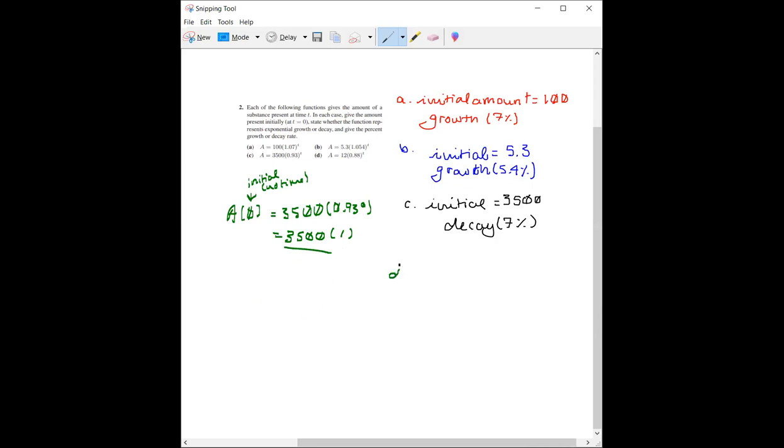Okie doke. Let's wrap it up with D real quick. Our initial is 12. Are we growing or decaying? Decay. At a rate of? 12%. Awesome.